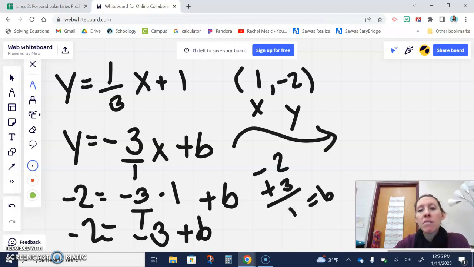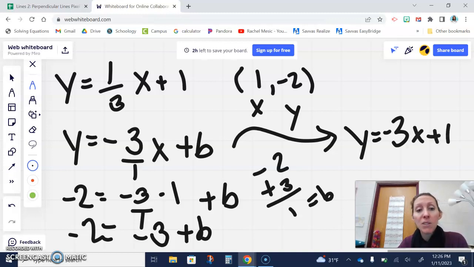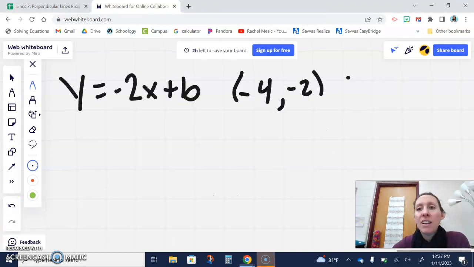So I'm going to rewrite this. Y equals -3. I don't really need it to be over 1. And then x plus 1. All right, this one is number 4 from your assignment.